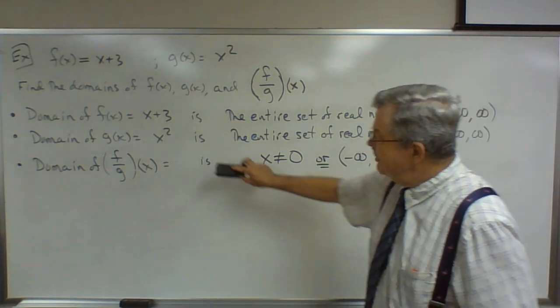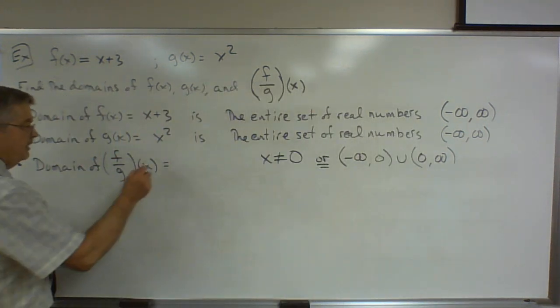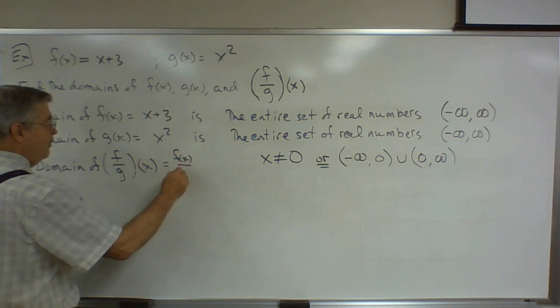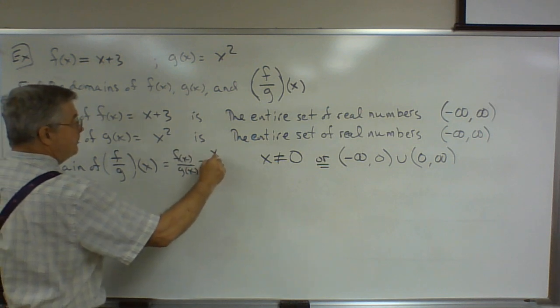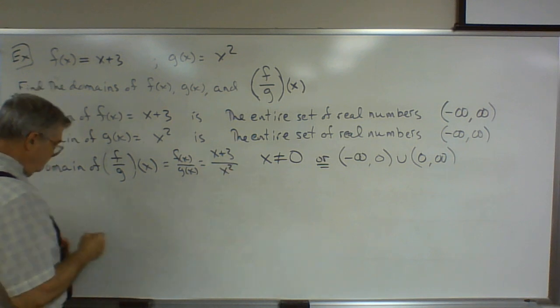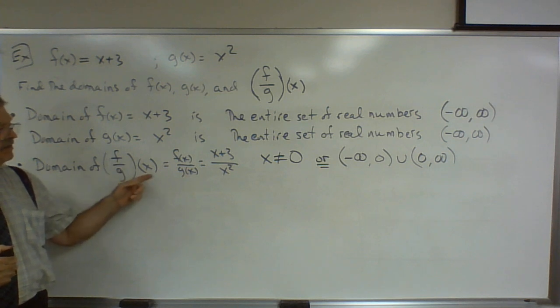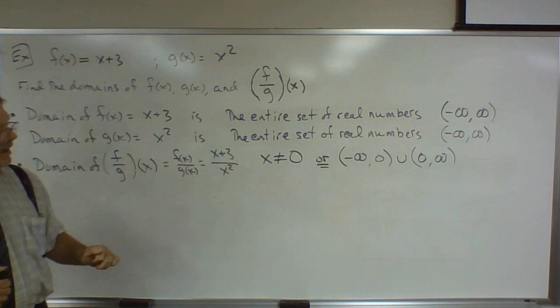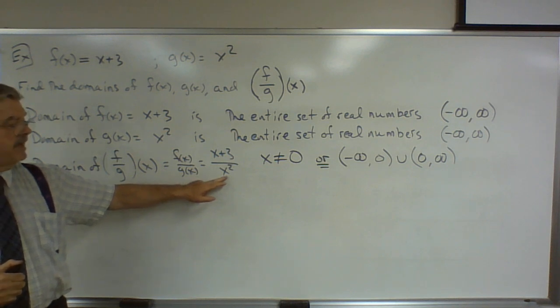Now, let's look at this from a different perspective. Let's actually write what this is. This is f of x over g of x. And that's going to be x plus 3 over x squared. And now that we see what f divided by g evaluated at x is, we can see right away that we have to exclude x equals 0 from the domain because x equals 0 causes division by 0.